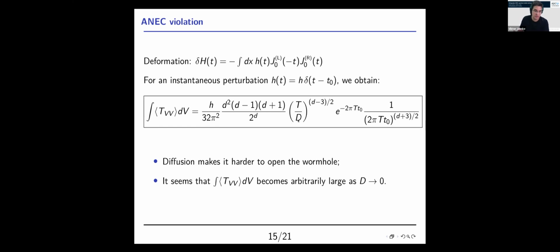So this suggests that diffusion makes it harder to open the wormhole. On the other hand, if I could somehow tune the value of D to be very small, it seems like the wormhole opening can be arbitrarily large.